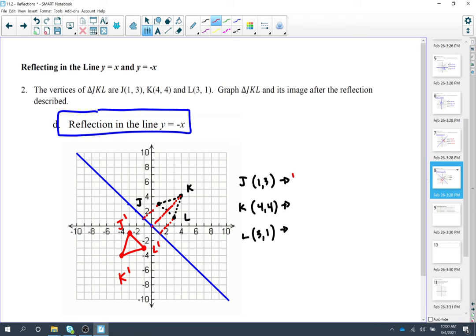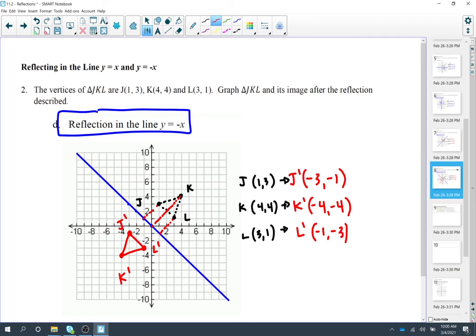J prime is now at -3, -1. K prime is now at -4, -4. And L prime is now at -1, -3.